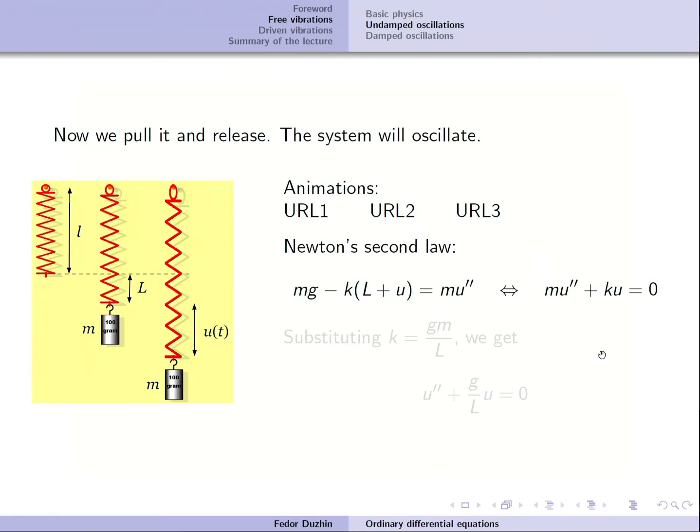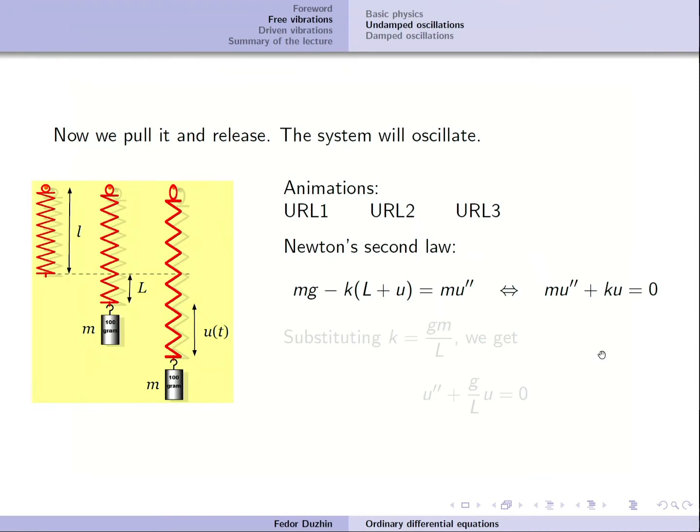So let u of t be, so again, let L be the original length of the spring. L capital is the extra displacement when everything is in balance. So L small plus L capital is the equilibrium state, is the origin. And let u of t be the extra displacement. So if we pull it further, it's going to start oscillating, and now this extra displacement is a function of time.